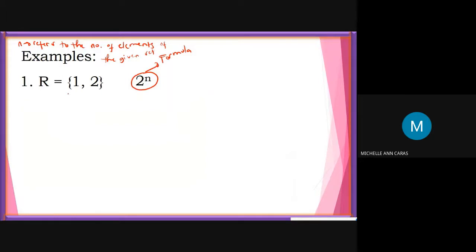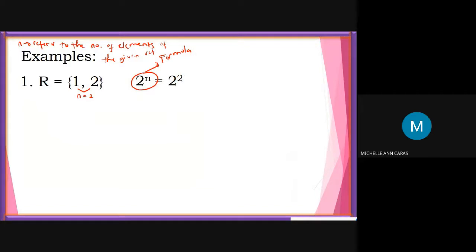So, in this case, as we see, R has two elements. What are the elements of R? We have 1 and 2. Therefore, the value of our n is equal to 2. So 2 raised to n is equal to 2 raised to 2. The 2 is the value of our n, which refers to the elements of our R.